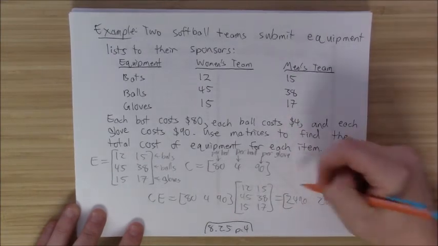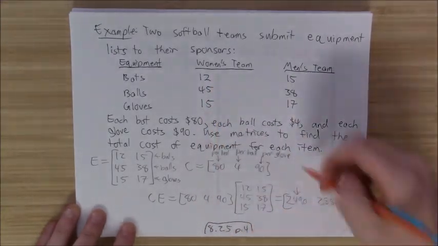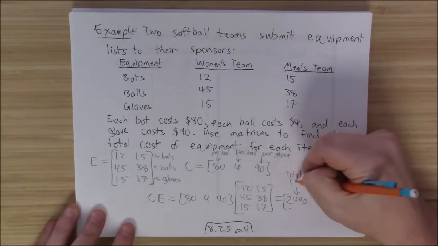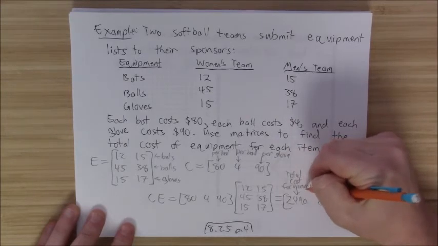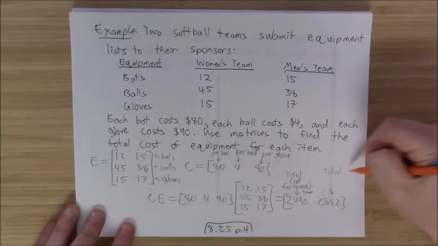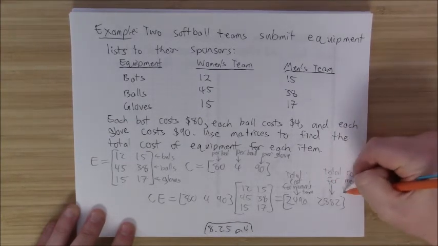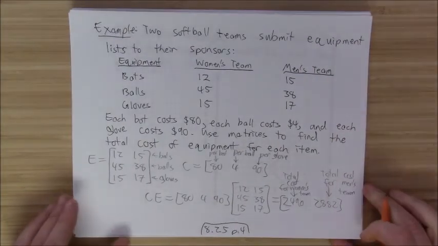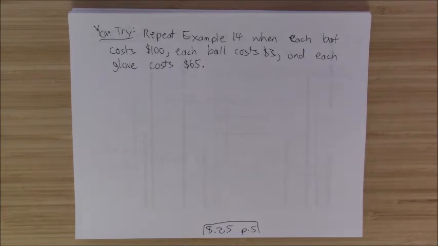And so what would this be? Well, because we totaled up the cost for the women's team, this is the total cost for the women's team. And this will be the total cost for the men's team. And so this gives you a useful way to deal with a lot of data at the same time by using matrix multiplication.